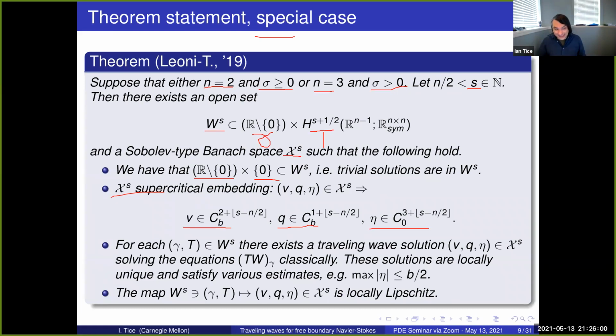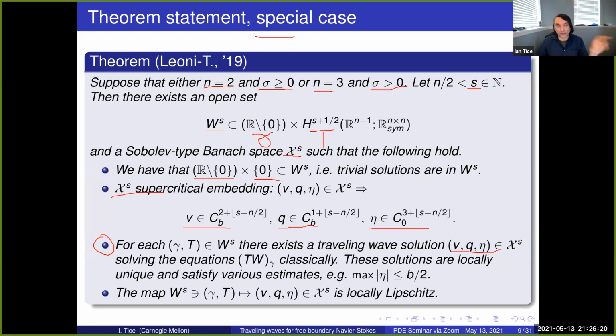The result actually says, this is the main result here. What it says is that for every pair (gamma, t) belonging to this open set W_S, there exists a traveling wave solution (v, q, eta) in this container space X_S that solves the traveling wave equations classically.